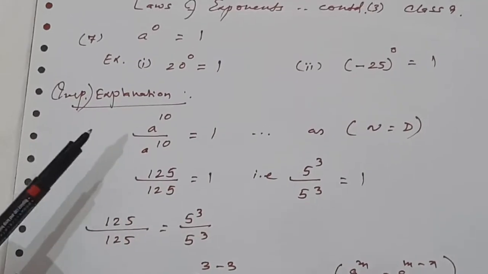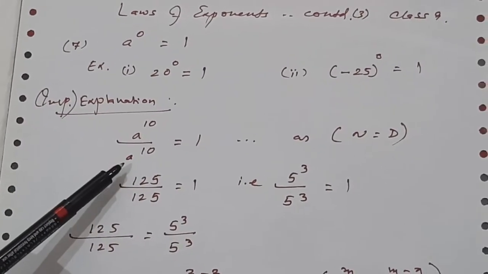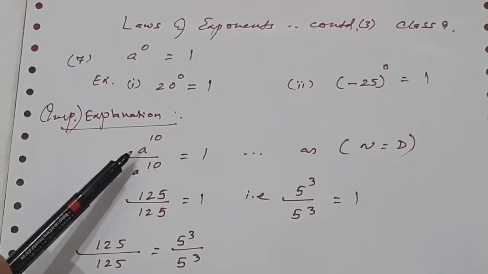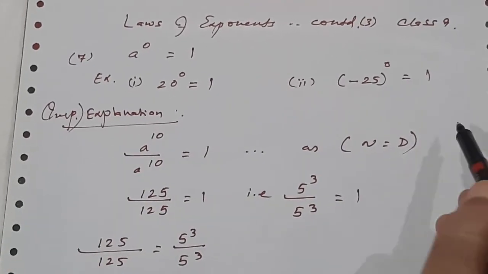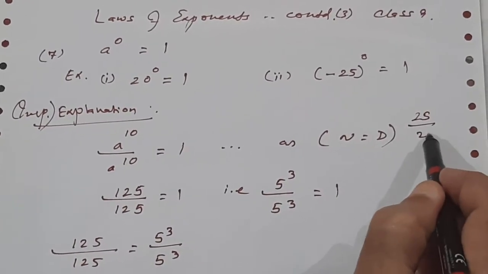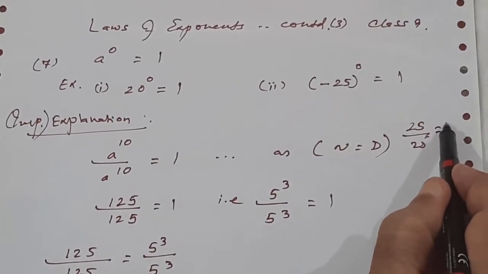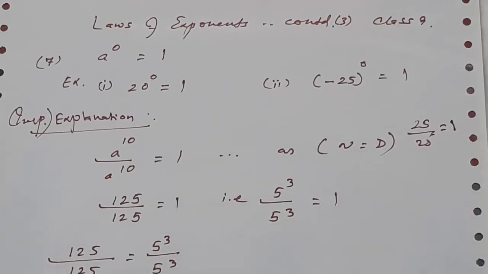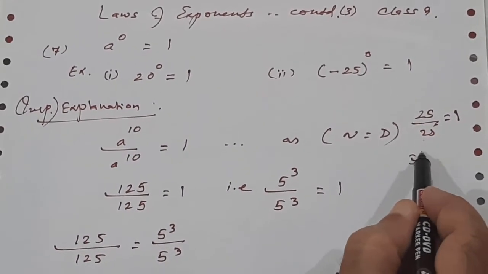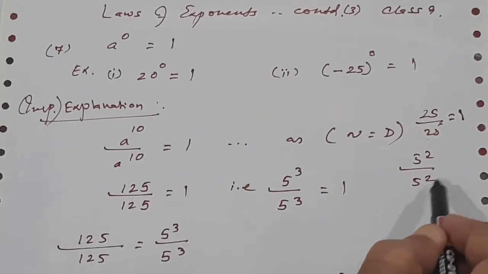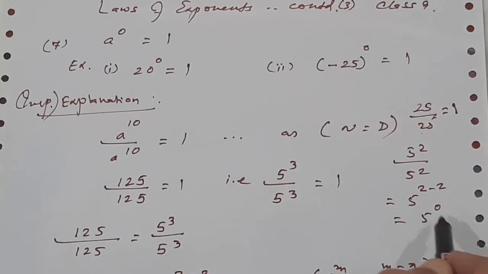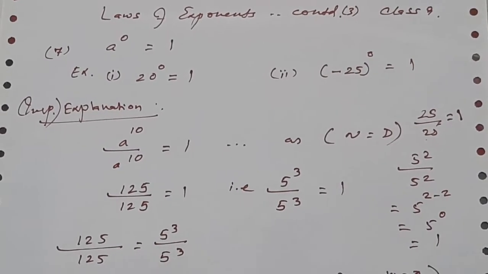See, now a raised to 10 divided by a raised to 10. Now you see that the numerator and denominator are the same. You have done this in your earlier classes. Suppose now 25 upon 25. What will be the answer? 25 upon 25, the answer will be 1. This is the same. 25 upon 25 means 5 raised to 2 upon 5 raised to 2, which is equal to 5 raised to 2 minus 2, which is equal to 5 raised to 0, which is equal to 1.